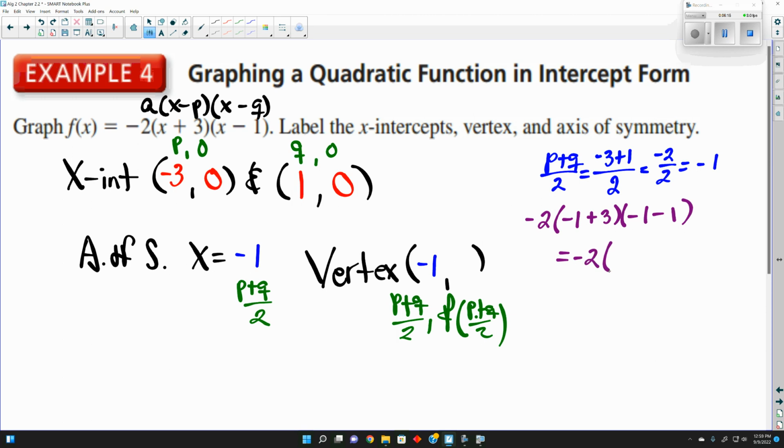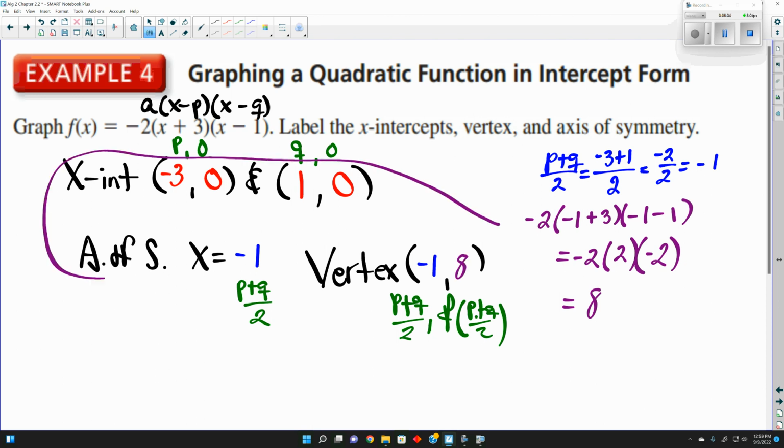Negative 1 plus 3 is 2. Negative 1 minus 1 is negative 2. Well, negative 2 times 2 times negative 2 is... that's it. That's all we have to do for this here. Any questions on any of this here?